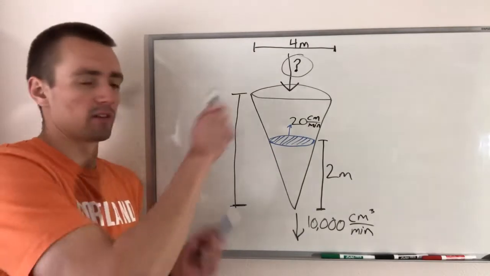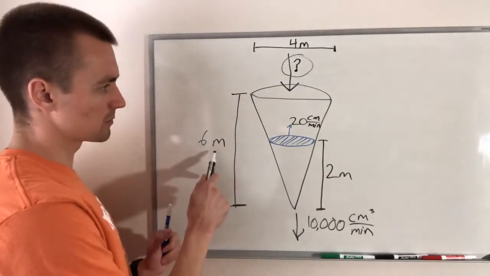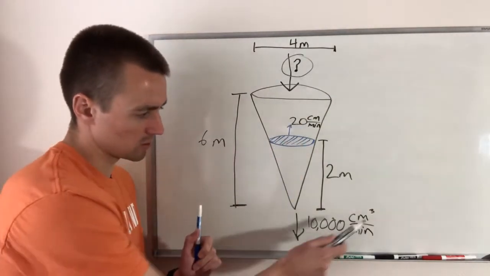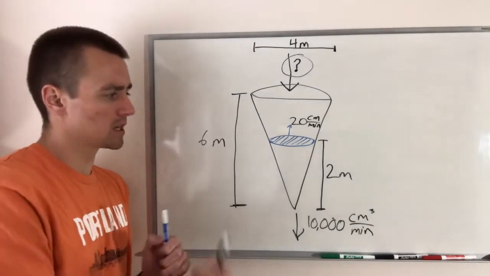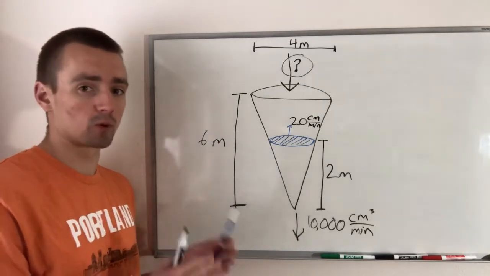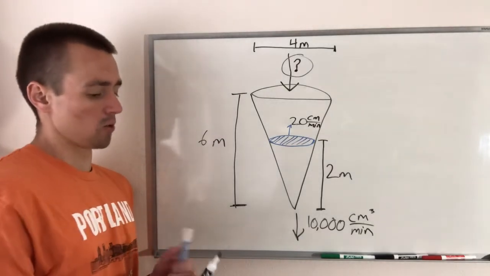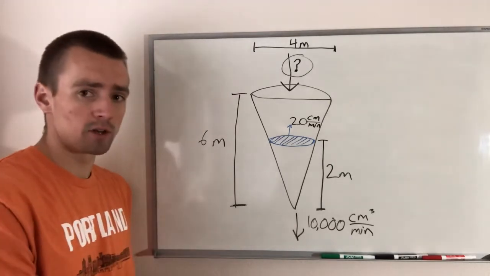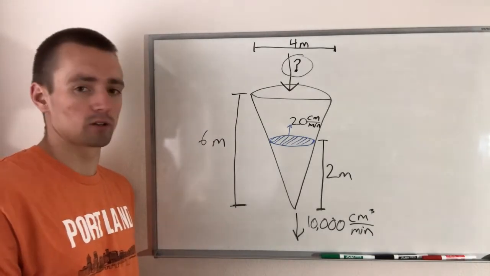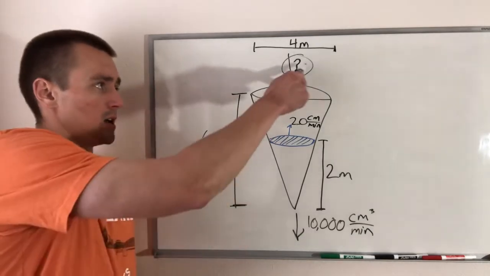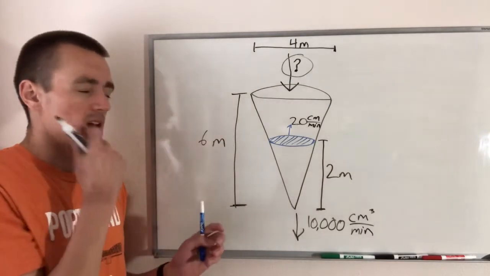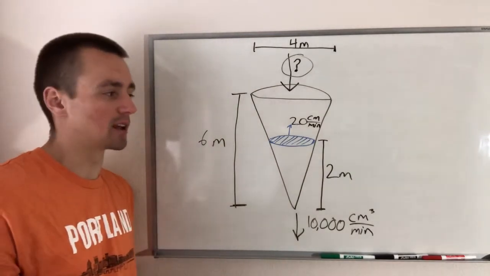Notice the units of everything that we were given. These measurements here are all given in meters, and this one is given in centimeters. Because everything is not in the same units, later on we're going to need everything to be in the same units. So we're going to have to convert either everything to centimeters or everything to meters, so that we can figure out exactly what this volume is. If we leave everything as it is, leave this as 10,000, 20, 2, 6, 4, and just ignore those units, things aren't going to end up working out properly.